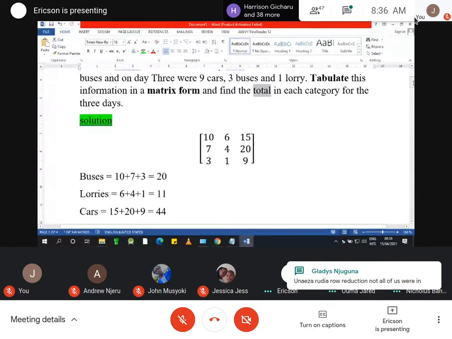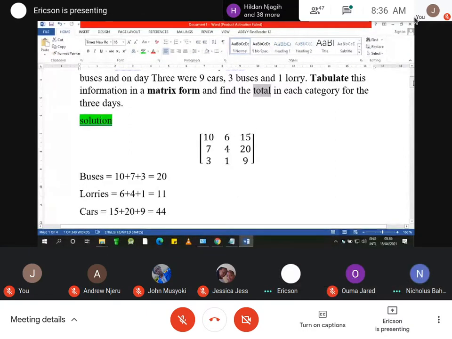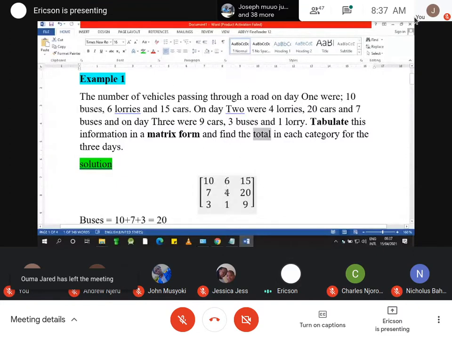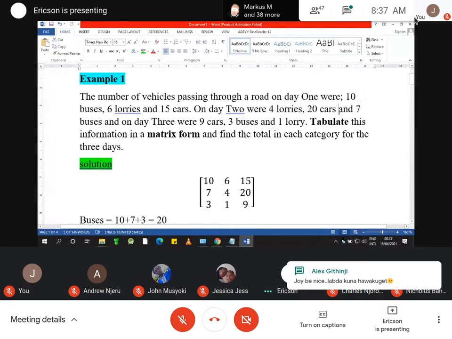Kuna swali ingine? Yes. Swali inaweza twistiwa ama inakuja tu ikiwa open hivyo. Kuna twisting. Only twisting that has been done: on day one, wameanza na 10 buses, 6 lorries, 15. On day two, instead wameanza na lorries. So, ukijichanganisha hapo, hiyo ndio inaweza kuwa makosa. We have seen the first column ichukue buses, the second column ichukue lorries, the third column ichukue cars. Buses, because inaanza two, wameanza na lorries. Kwa hivyo, unaweza changanikiwa. A 7 here, wandike 4 hapa. You must just take note on how the question is phrased. Hapa ni lori zimeanza, and this other part is the buses.